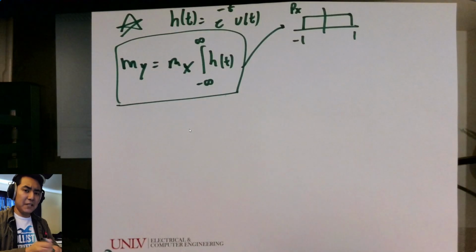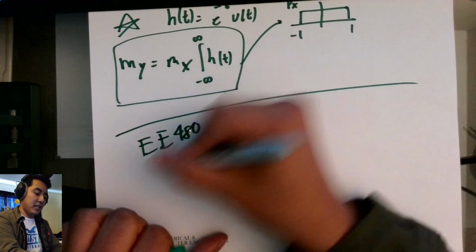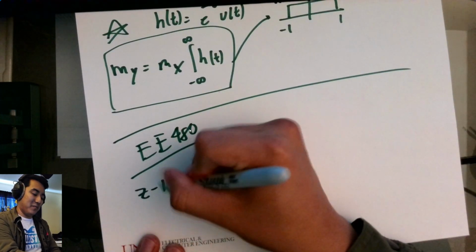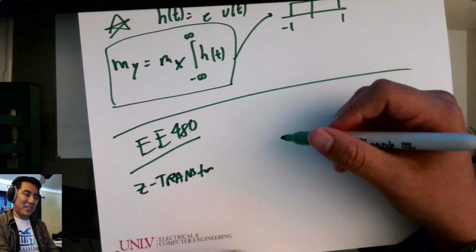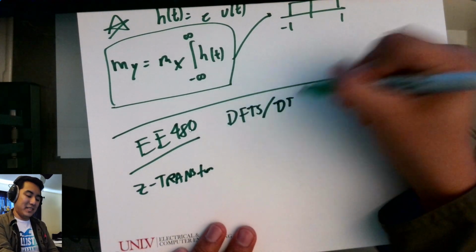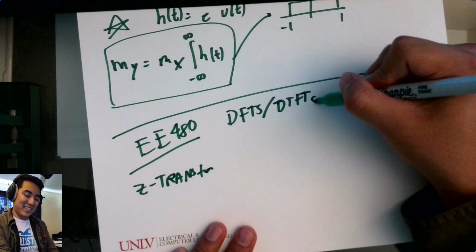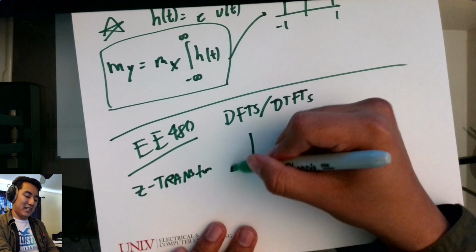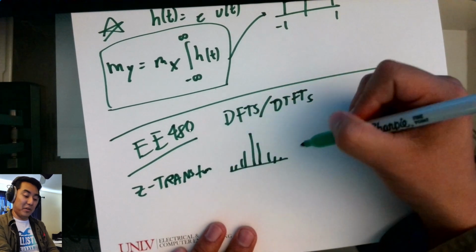And if you were to go into EE480, you would go more into the Z transform. So remember what I talked about with DFTs and DTFTs, the discrete time Fourier transform. The DFT is just looking at amplitudes, a summation of discrete things, and they're all periodic.